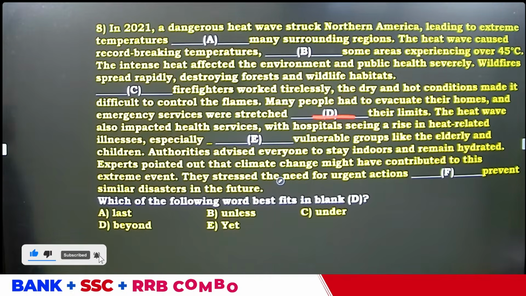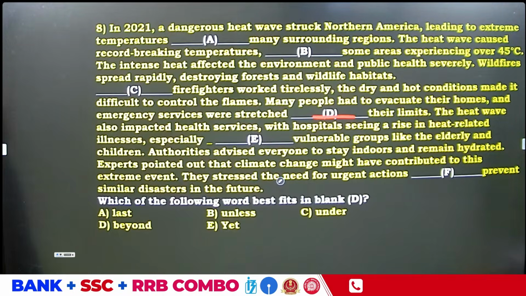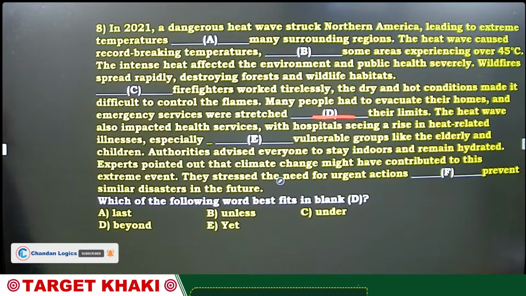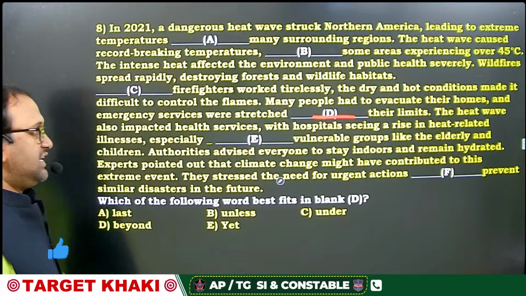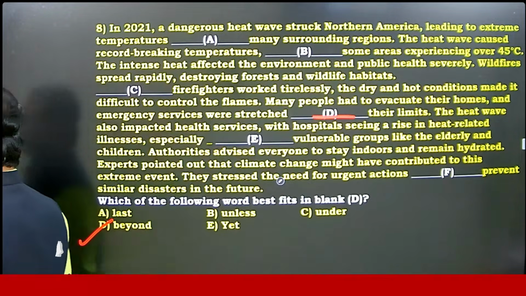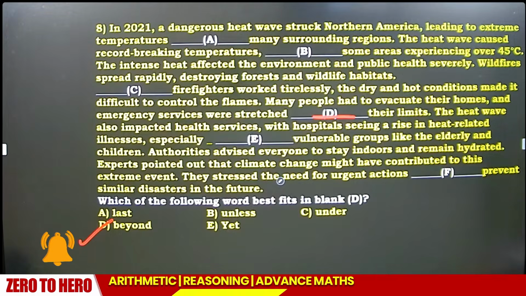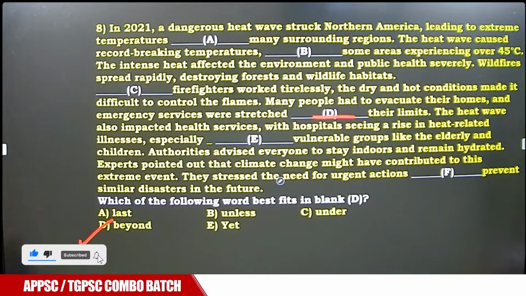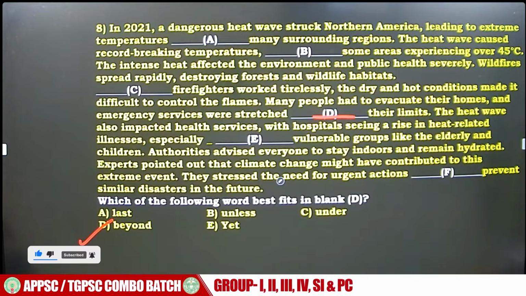Many people had to evacuate their homes and emergency services were stretched dash their limits. Yes, I think this is easy. If you see the word here, limits, that itself is the answer. Here we say beyond their limits. So many people had to evacuate their homes and emergency services were stretched beyond their limits.